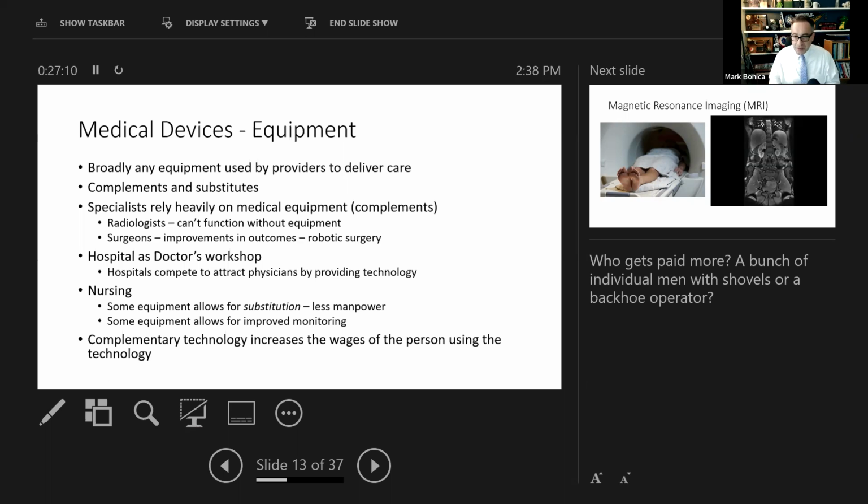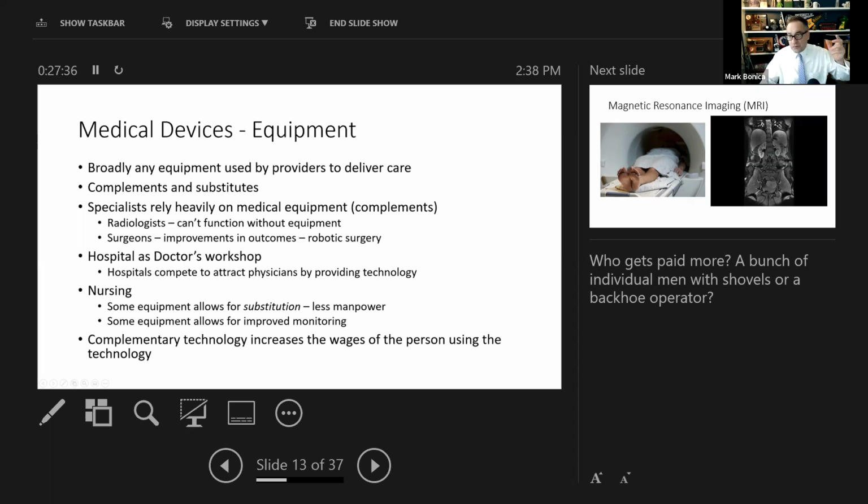We talked in the prior chapters about the hospital as a doctor's workshop. So I'm going to bring that back up again. Most of this equipment is very expensive, and there's a reason why it is concentrated in hospitals. It's a central point where the doctors come in. They don't own the equipment. The radiologist doesn't own the MRI machine. The hospital owns the MRI machine, and the radiologist comes in and uses the MRI machine to do his or her work.